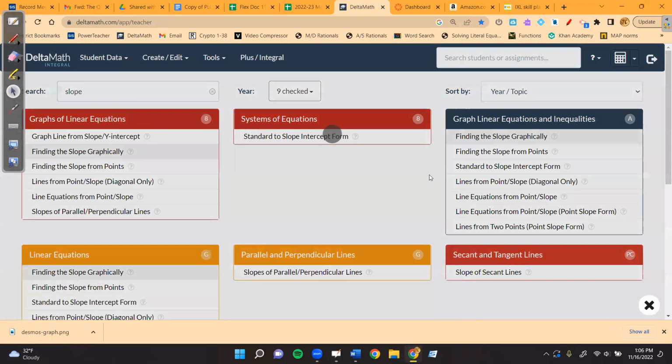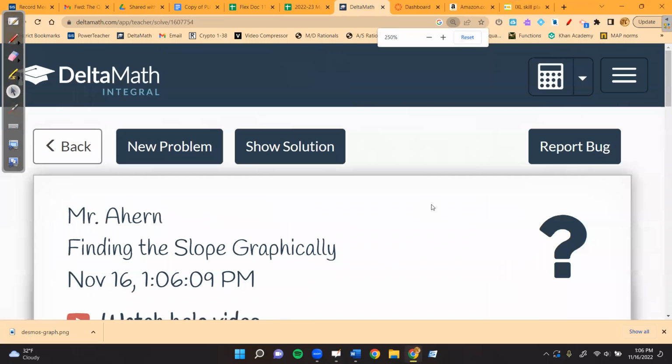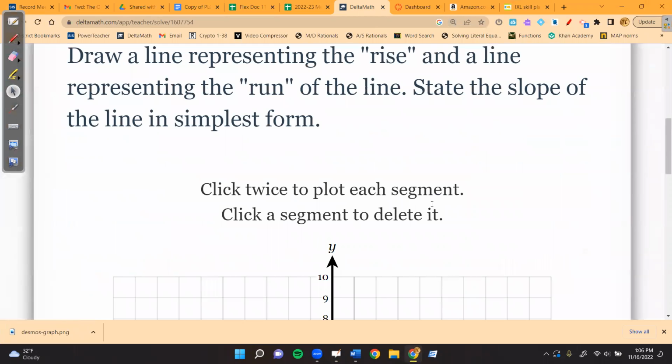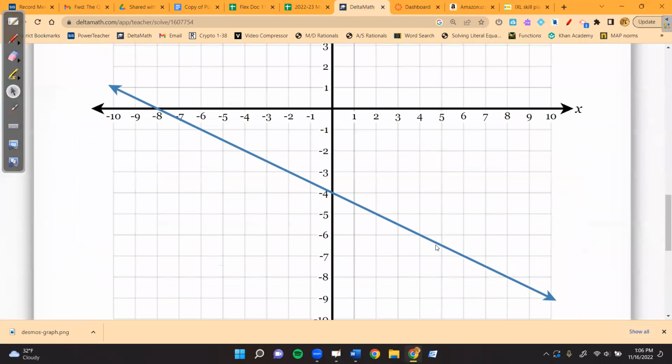We're finding slope graphically, and I'm going to zoom in a lot for you so that you can see what's going on. It's going to ask you to draw a line representing a rise and a line representing a run. So poof, there's a graph. First thing that comes to mind is what? It's negative. And I'm telling you, if I had $1 for every time perfectly smart people forget to put negatives, I could pay off my house.